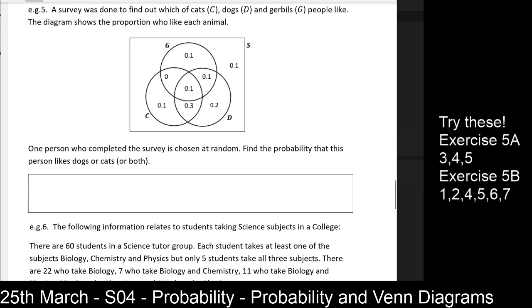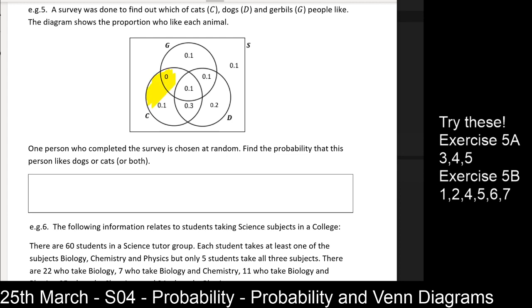Example 5 is a nice and quick one. The survey's done to find out which of cats, dogs and gerbils people like. The diagram shows the proportion who like each animal. One person who completed the survey is chosen at random. Find the probability that this is a person who likes dogs or cats or both.